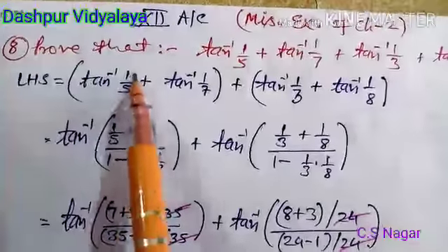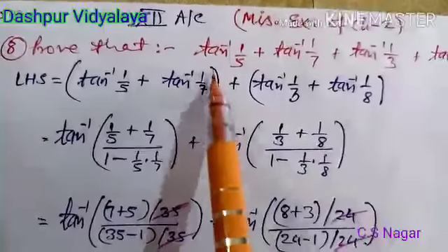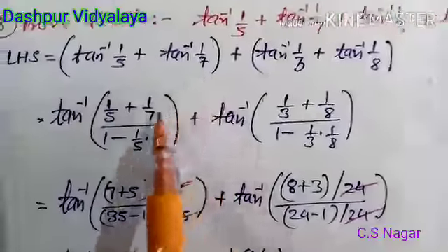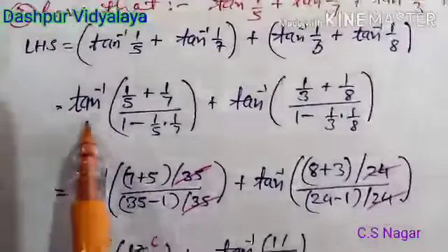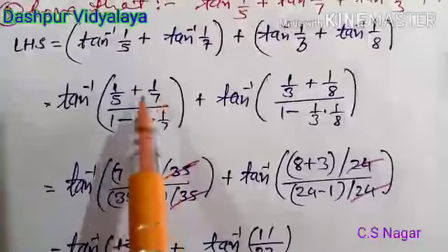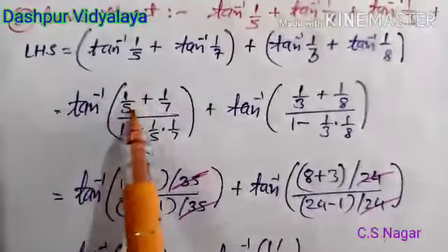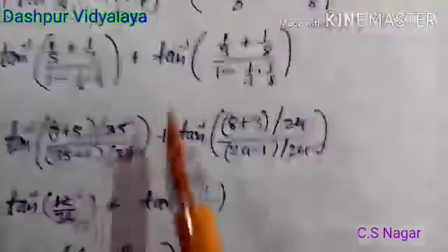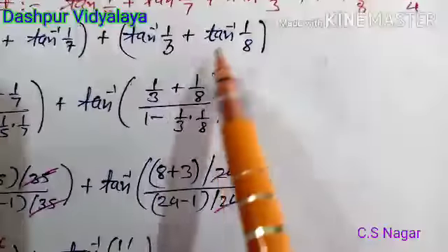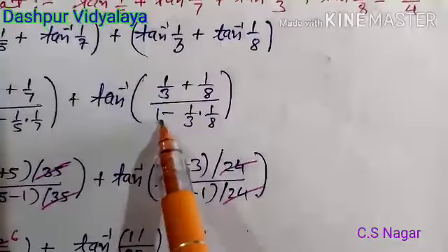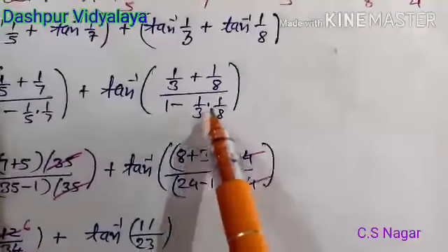First 2 terms are tan inverse 1 upon 5 plus tan inverse 1 by 7, and use the formula tan inverse x plus tan inverse y, which will be tan inverse of x plus y upon 1 minus x into y. Here x is 1 upon 5 and y is 1 upon 7, and same as in the third and fourth terms, this is x and that is y. So x plus y upon 1 minus x into y.